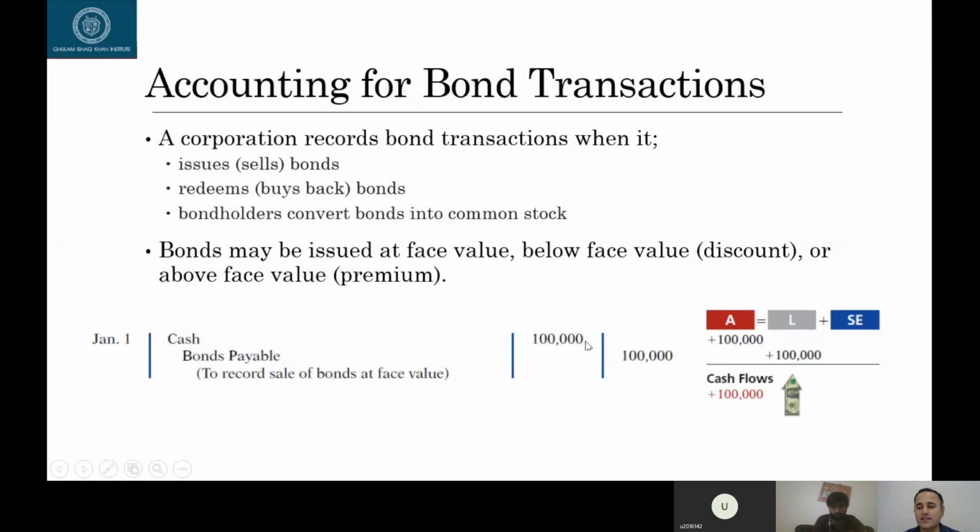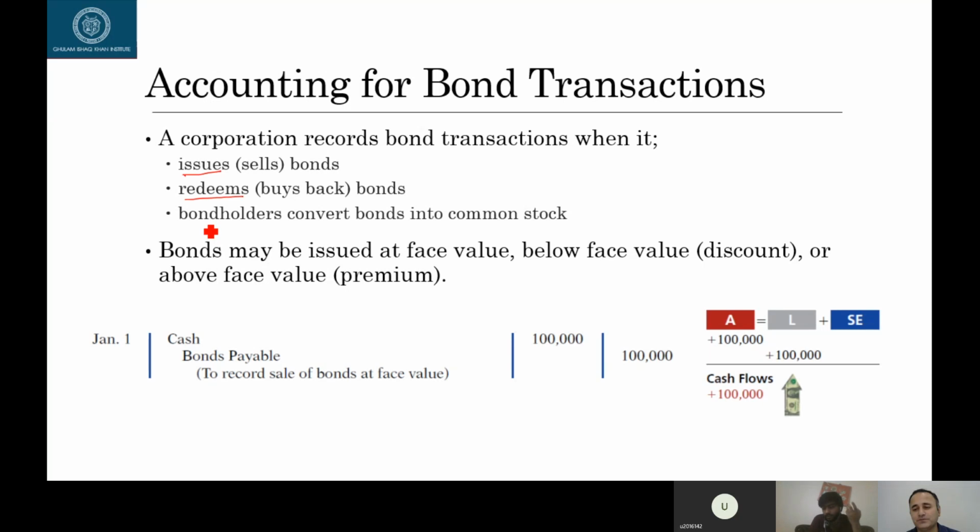Accounting, if you know the basics, is extremely simple. It's not that difficult. So a corporation records bond transactions when they issue bonds. If they redeem it, what do we mean by redemption, Junaid? Do you have any idea?